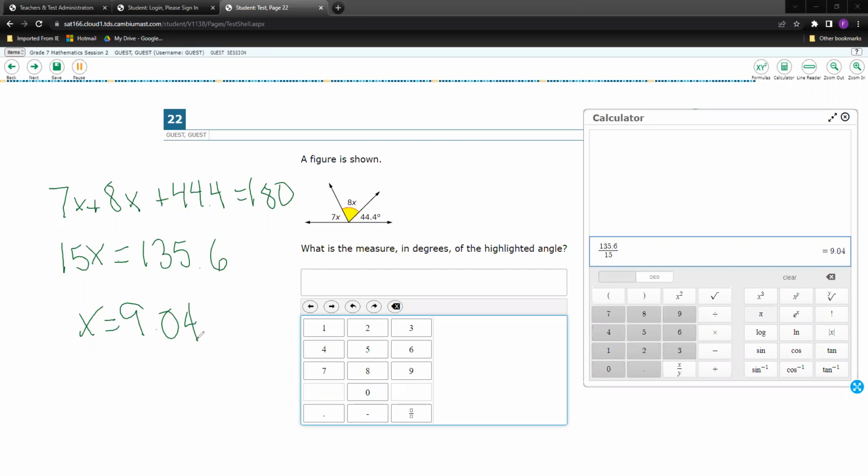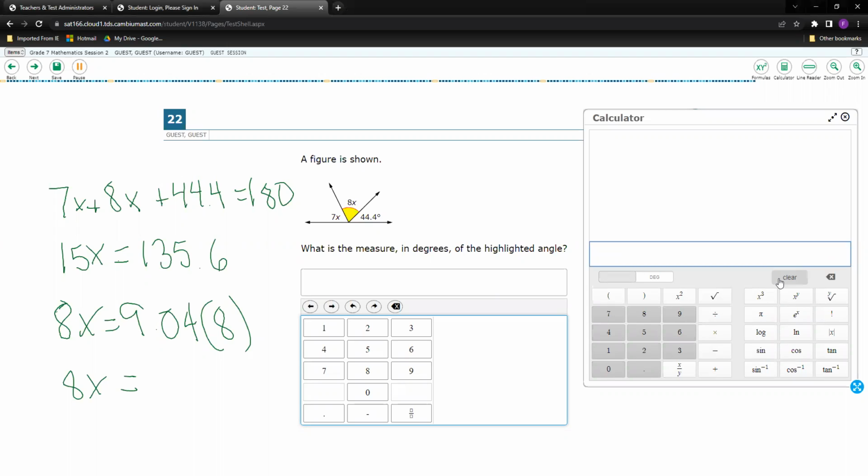But I need 8 of them to find the yellow angle. So times 8, I'm going to get 8x and times 8 on the right side of the equation. Let's see. Let me clear just in case. So 9.04 times 8, 72.32. And that's what I type here in my answer box.